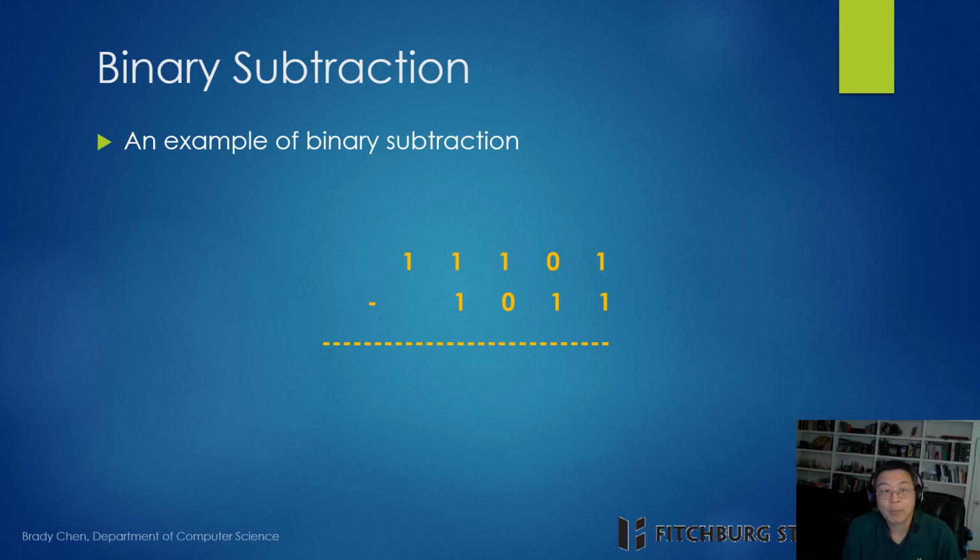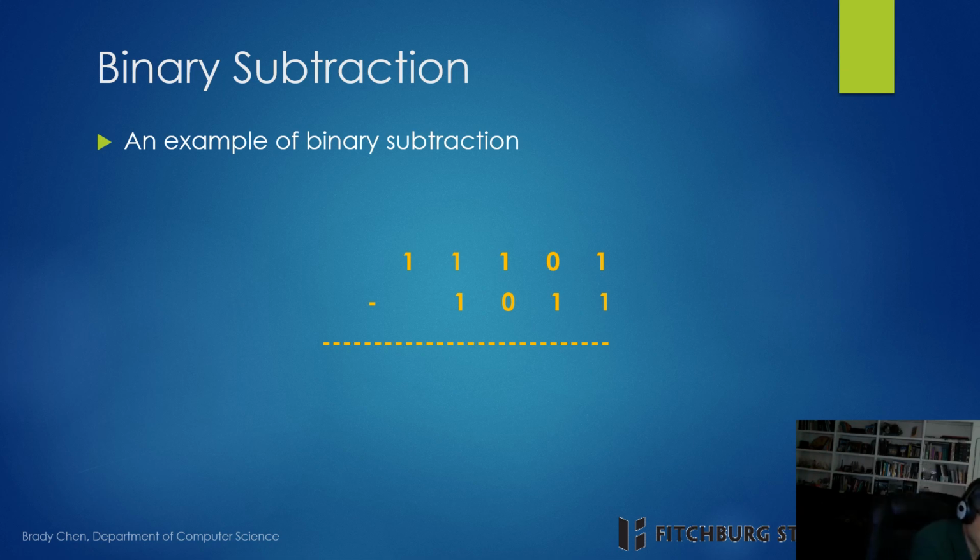So let's look at the binary subtraction. We're not going to spend much time on binary subtraction, because later on we're going to introduce a new type of binary notation so we can actually avoid the binary subtraction. But first, let's take a look at binary subtraction. So we're going to look at the example here.